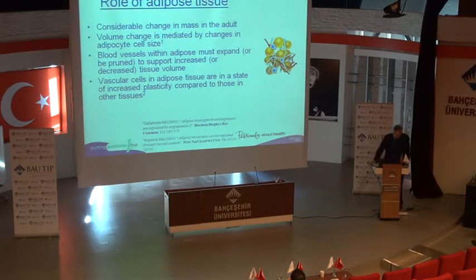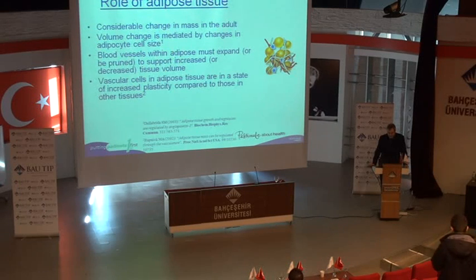We've heard about the bone marrow and the adipose tissue. The adipose tissue does change considerably in the adult population, depending on the circumstances of nutrition, physical activity, and so on. The volume change is mediated by changes in the size of the adipocytes, and that needs to be facilitated through blood vessels, which need to be increased or decreased depending on the status of the patient. Therefore the vascular cells, particularly in the adipose tissue, are in a state of constant plasticity, more than in other tissues.